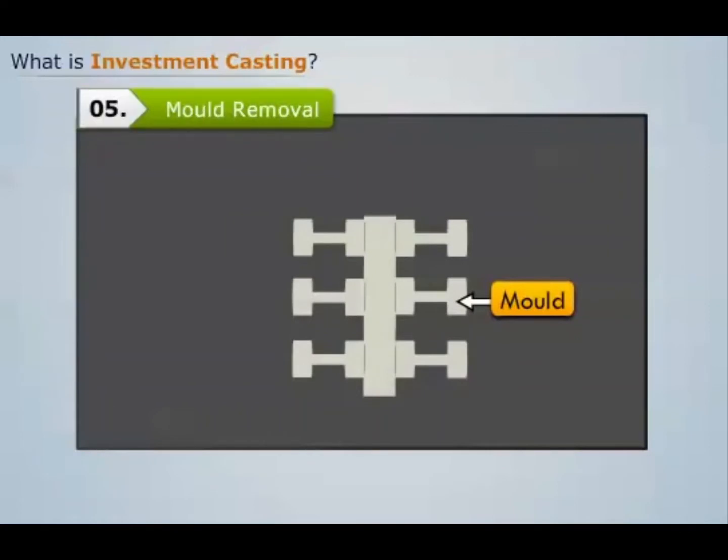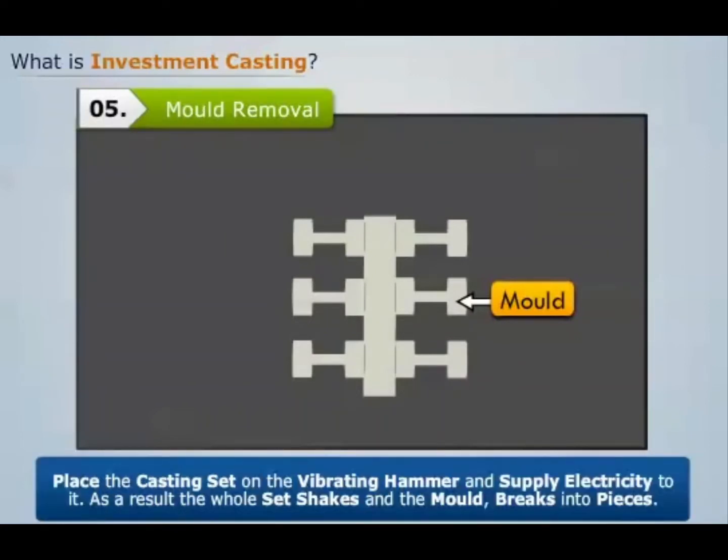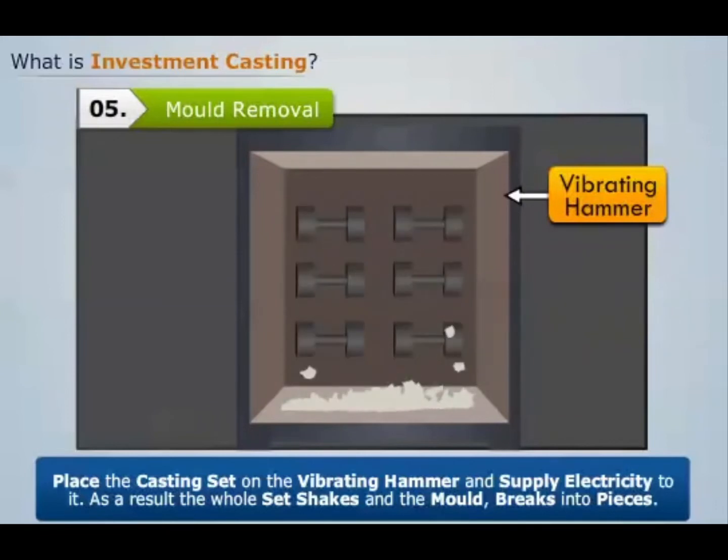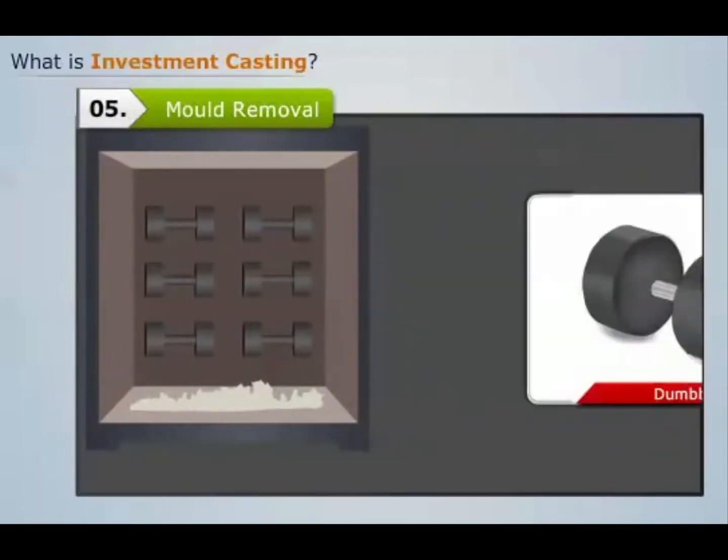The last step is mold removal. For this, place the casting set on the vibrating hammer and supply electricity to it. As a result, the whole set shakes and the mold breaks into pieces. Thus we get the desired castings.